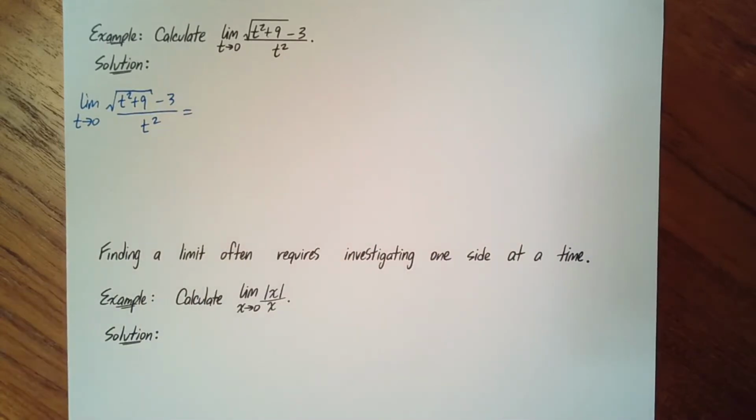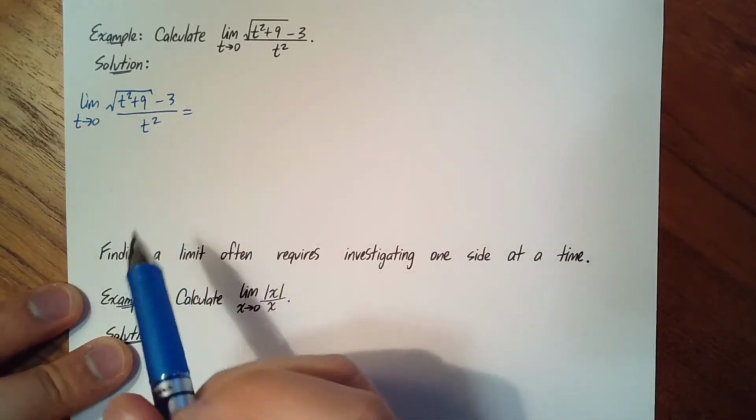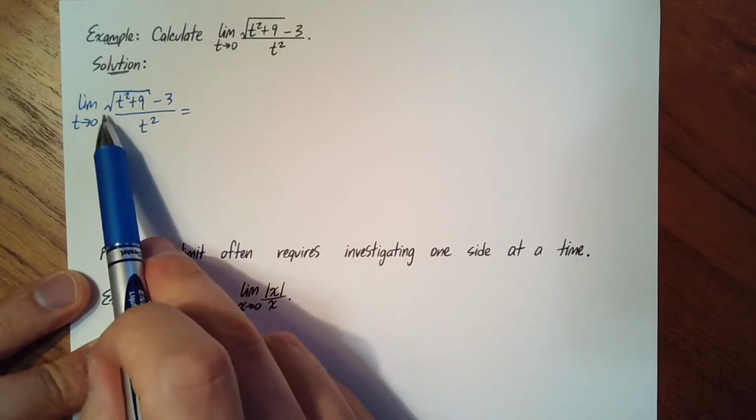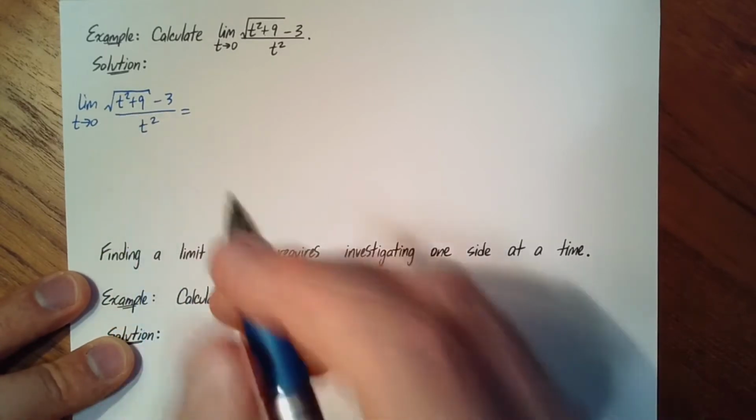Well, remember when we talked about rationalizing the denominator in section 1.2, it was a technique you can use to remove radical symbols from the denominator? There's no reason you couldn't use the same technique to remove radical symbols from the numerator. Now, what would that look like? It comes down to multiplying by the conjugate. We're going to multiply the top and the bottom of the fraction by the square root of t squared plus 9 plus 3.